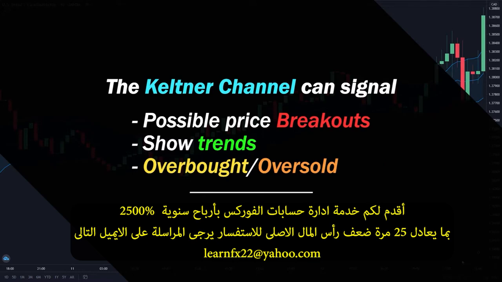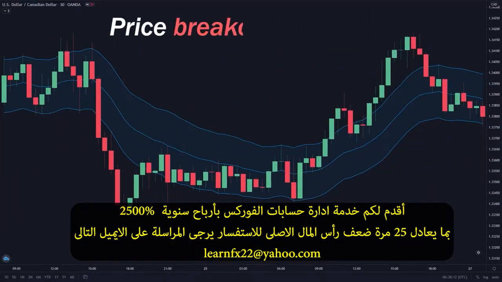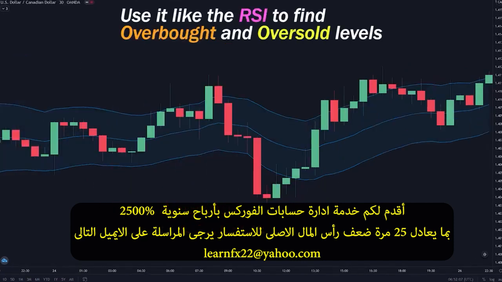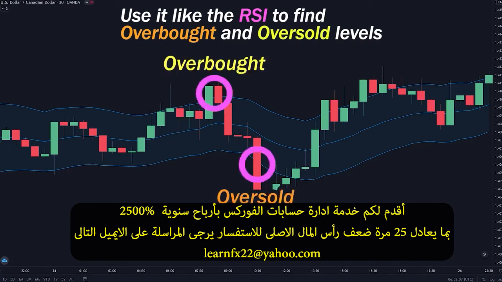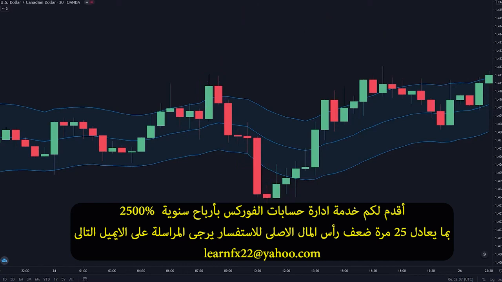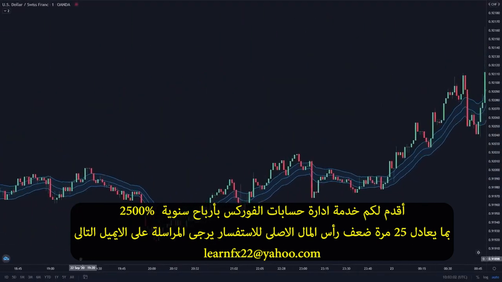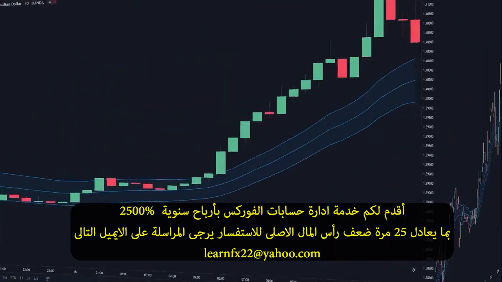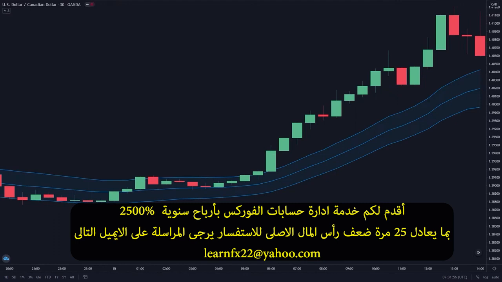But you have to use different techniques when finding each one of these, because there are a lot of ways that you can utilize the Keltner channel. For the price breakout technique, you can use it by waiting for a candle to cross above or below the ATR lines. Or you can use it like the RSI, by waiting for the price to hit overbought and oversold levels. You can backtest all the different strategies on your own, but in this video, we are exclusively backtesting the price breakout technique.